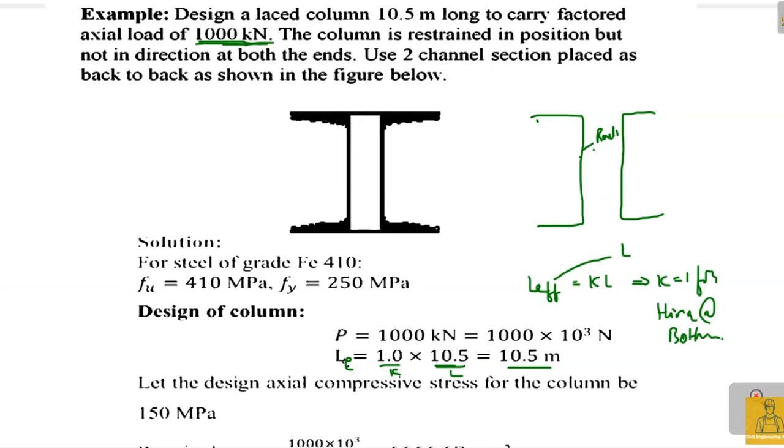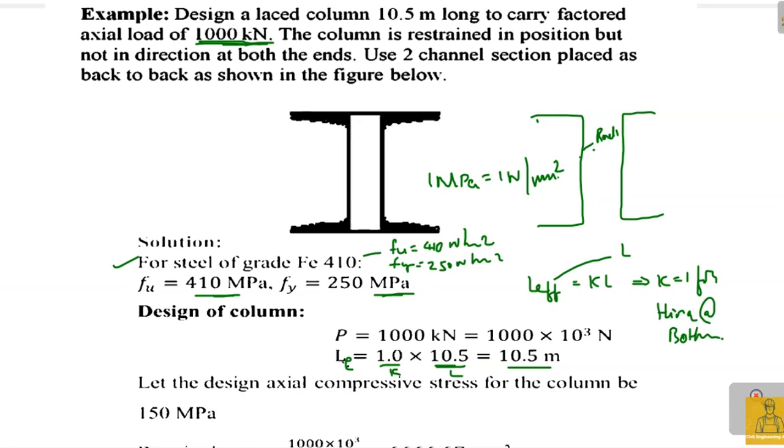Okay. So now these two channel sections have to be used back to back. So first thing, just consider that the grade of the steel is Fe410, that is Fu is equals to 410 Newton per mm square, and Fy is equals to 250 Newton per mm square. So you know that 1 MPa is equals to 1 Newton per mm square. Okay, 250 MPa is nothing but 250 Newton per mm square.